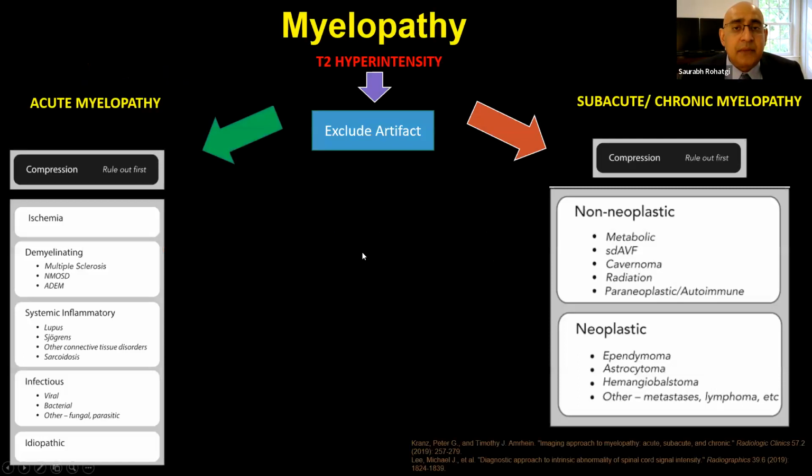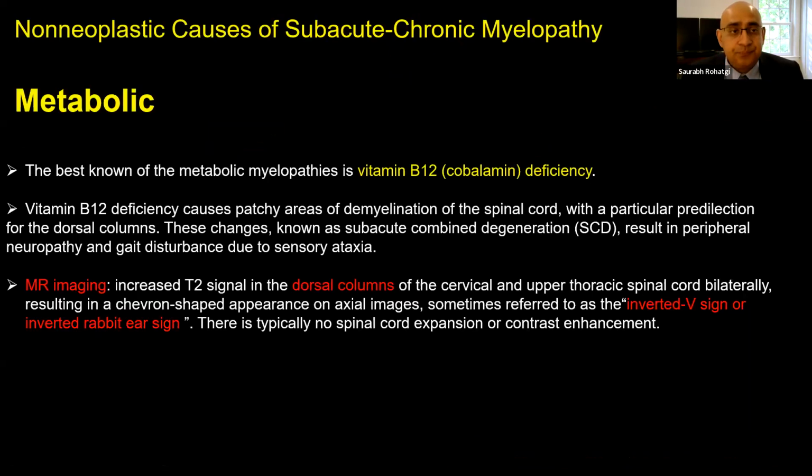So again, coming back to this chart, you see a T2 hyperintensity within the cord. You exclude myelopathy, you exclude an artifact, you exclude cord compression. And then in the acute presentation, we looked at ischemia, demyelination, inflammatory conditions, infectious and idiopathic etiologies. And then if the presentation is subacute or chronic, you've again ruled out compression. And now we're going to look at the list of non-neoplastic and neoplastic causes of subacute or chronic myelopathy.